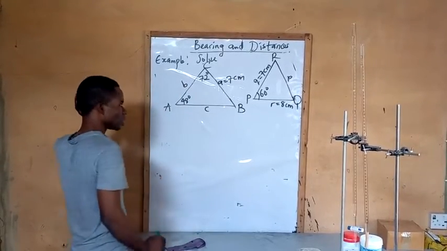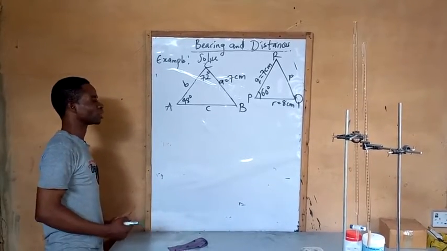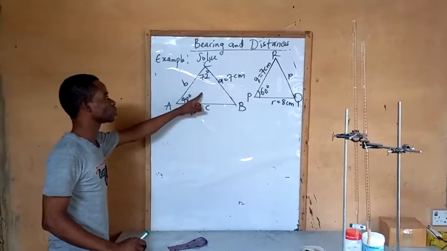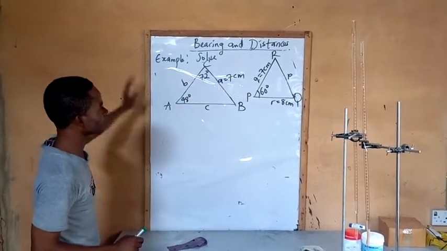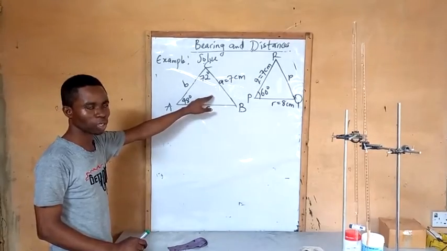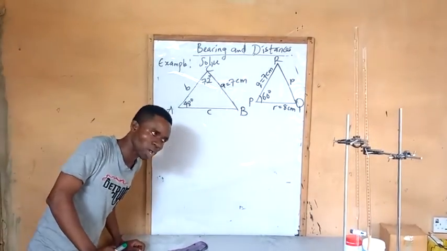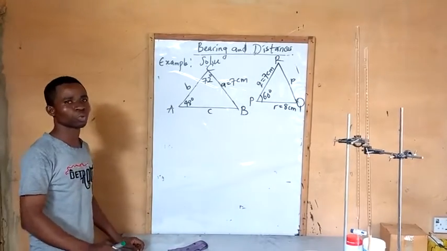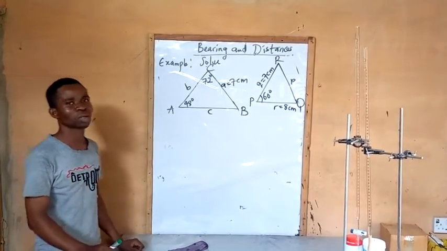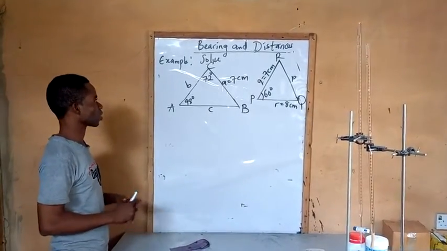That means an angle. Now, the first thing to ask ourselves is, what am I applying? We know that this is not a right angle triangle, so Pythagoras theorem and trig ratios don't work here. Either we use the sine rule or the cosine rule. Now, how will I know the one to use? Sine rule or cosine rule? That's the question we ask ourselves.